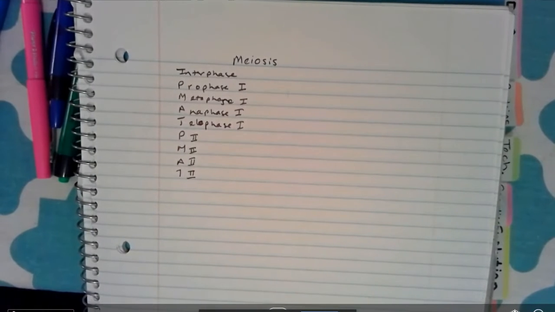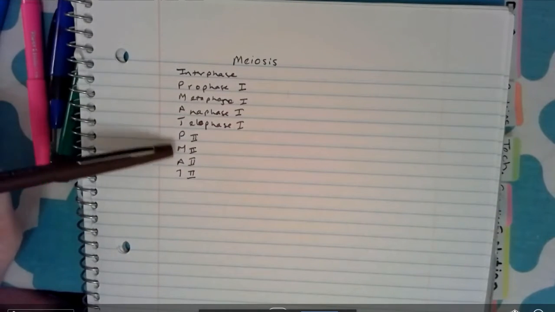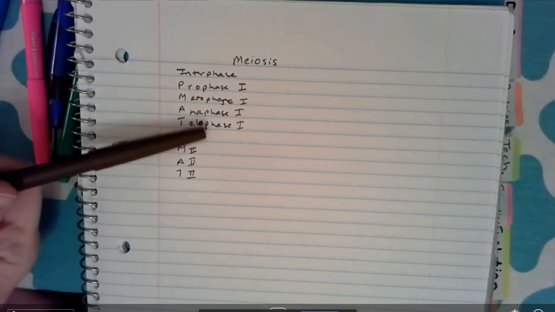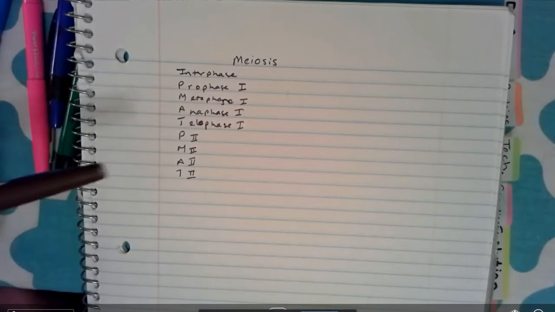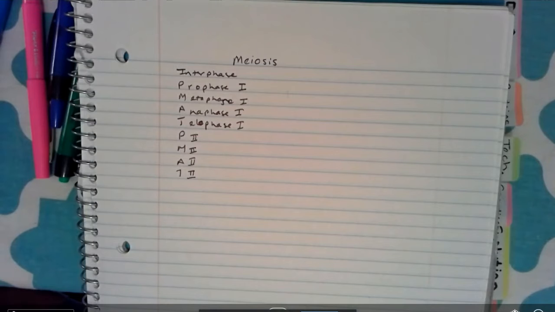Okay, so we're not going to look at every single one of those cycles because honestly, that's not what's important about meiosis. What's important about meiosis is why you look different from your siblings. What caused your mom's eggs to look different from each other and what caused your dad's sperm to look different from each other. That's where we're headed with this.